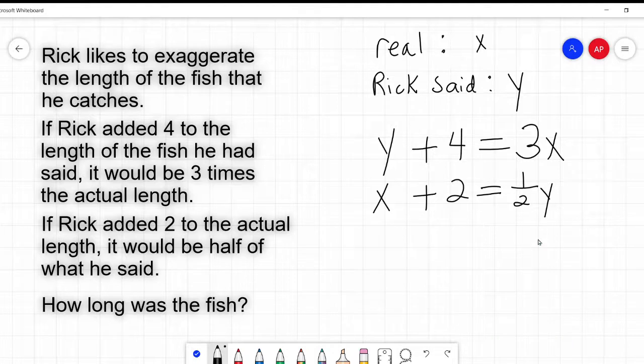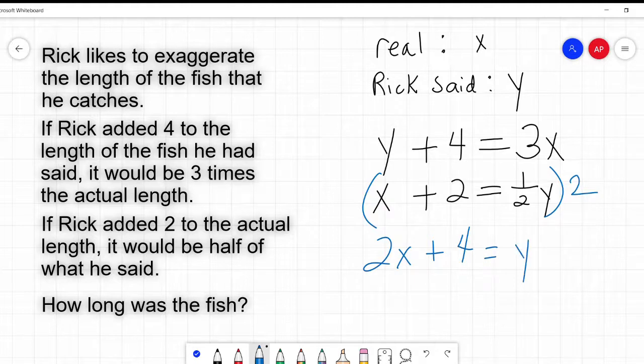I think I'm going to go with substitution, because I look at this right here and I've already got a Y on one side by itself. So I'm going to multiply this whole thing by 2. Then I get 2x plus 4 equals Y. That's why I multiplied by 2, I wanted to get rid of that 1/2. Now that I know Y is equal to 2x plus 4, I can plug it in up here for this Y, and then I will only have one variable in that equation.